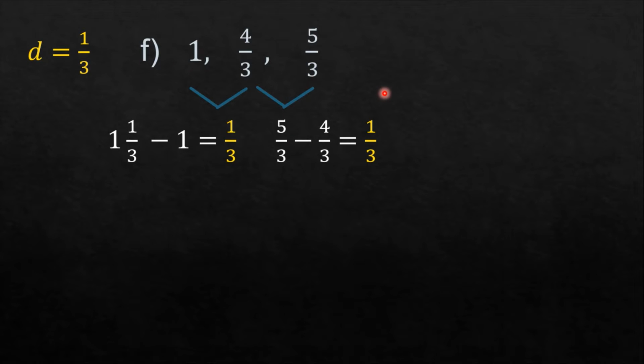To get the next two terms, mula kay 5/3, plus tayo ng 1/3. So, 5/3 plus 1/3, add natin ang numerators. So, we have 6. Then, copy the denominator. That is 3. Pero, ang 6 over 3 can be simplified into 2. So, ang sagot natin ay 2. Then, 2 plus 1/3 is 2 and 1/3 or 7/3.